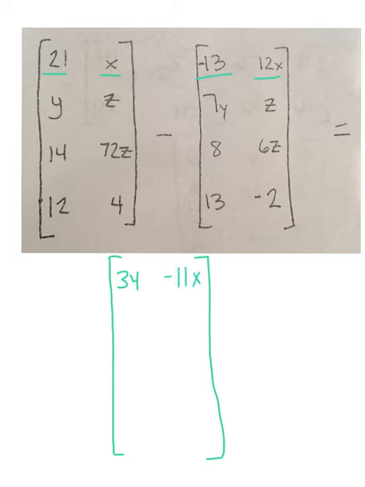Y minus 7y is a negative 6y. Z minus z. So if you had a zebra, you killed the zebra. You got no zebra, so it's a 0. 14 minus 8, 6. 72z minus 6z is 66z. 12 minus 13, negative 1. 4 minus a negative 2. The minus a negative again would be like a plus, so it'd be 4 plus 2, which is 6. And if you don't remember those rules, just plug it into your calculator and it will do it for you.